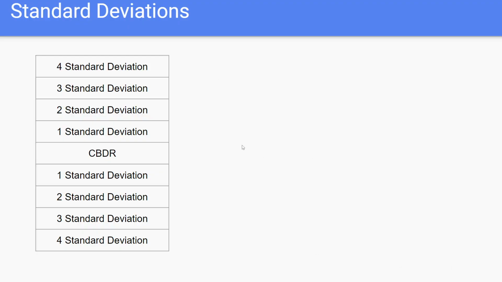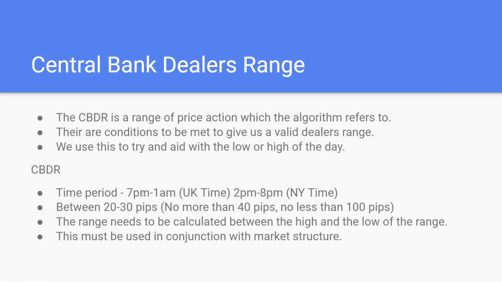Now, before I go onto a chart and show you an example of how this can work, I want to talk about standard deviations. A standard deviation here is where you're going to utilize the range of the central bank dealers range. So this here is going to be your range between the hours of 7 p.m. and 1 a.m., and you're going to need it to be between 20 and 30 pips and no more than 40 pips.